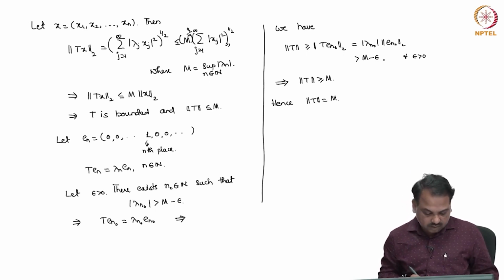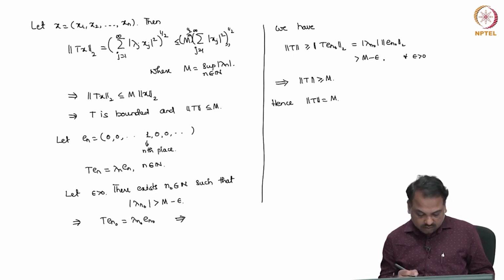Okay, so if you observe this example, we have not found a unit vector, let us say x, such that norm Tx equals m. That is not possible here, but we were able to approximate the norm of the operator in this way.